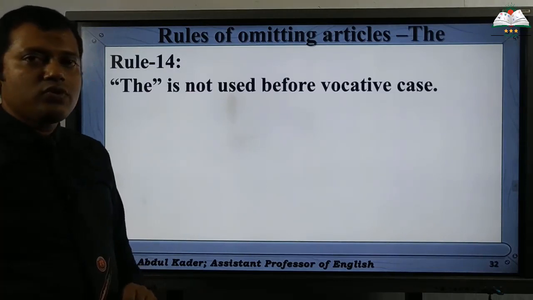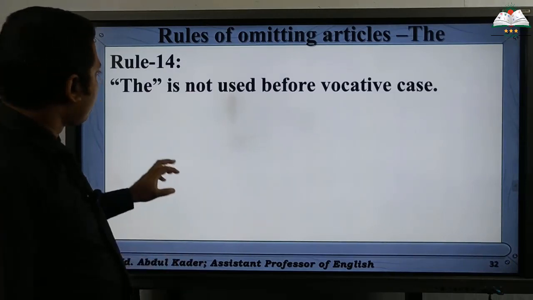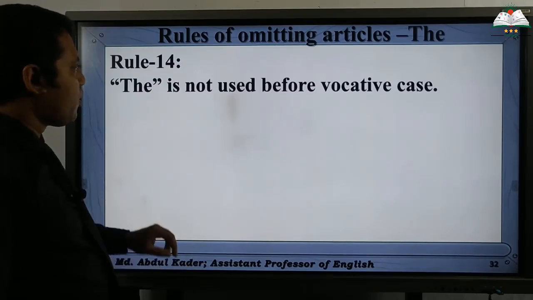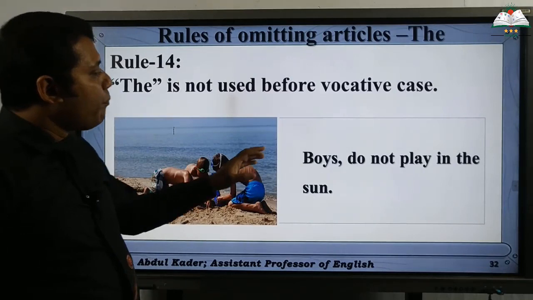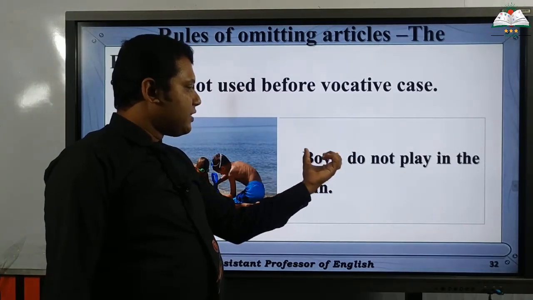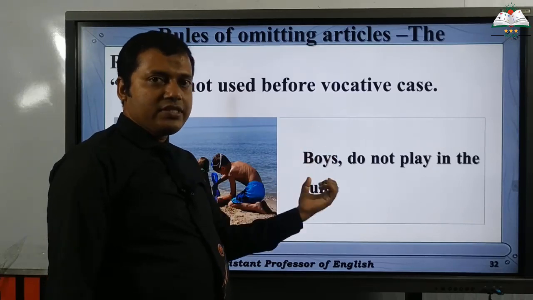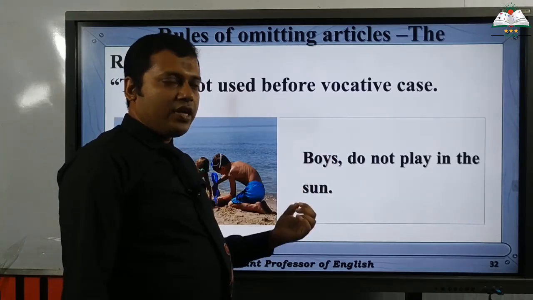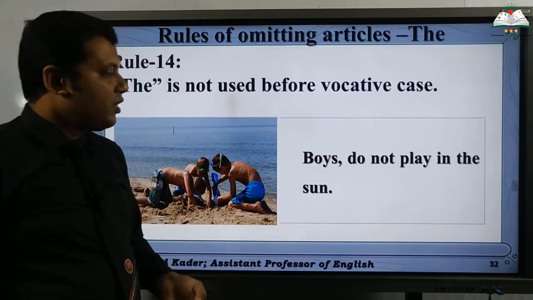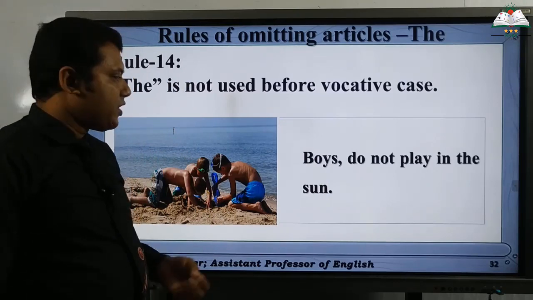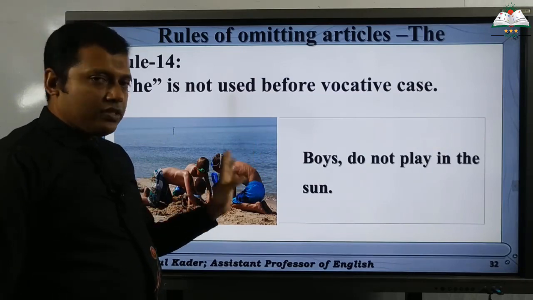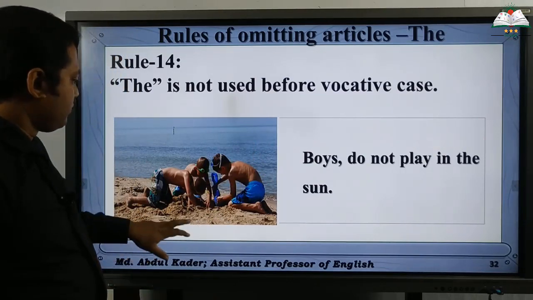Now dear student, this is rule number 14, and rule number 14 says the is not used before the vocative case. Vocative case, see here, look at the example. Boys, don't play in the sun. So see here, this boys is used as addressing. So whenever you address someone, you need not use the before that case. It is called vocative case. So you need not use any article, or in fact the, before the vocative case.